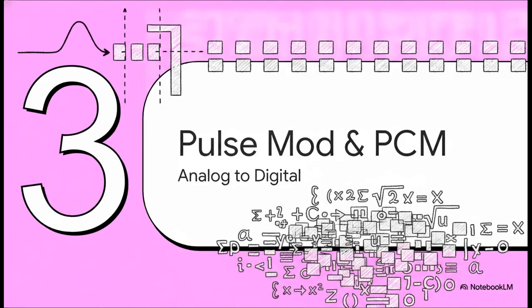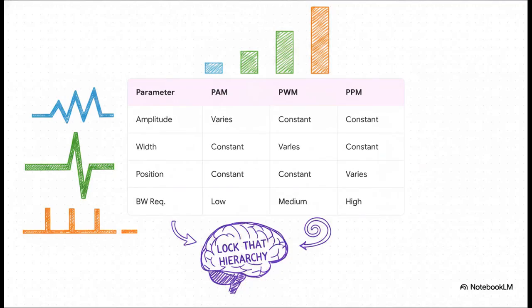All right, Section 3, Pulse Modulation and PCM. This is where we look at the analog to digital conversion pipeline. Before we hit true digital, let's get the matrix of analog pulse modulation completely straight. PAM, PWM, and PPM. It's literally all in the names, guys. Pulse amplitude, pulse width, and pulse position. For each specific type, only one characteristic varies, while the other 2 stay perfectly constant.